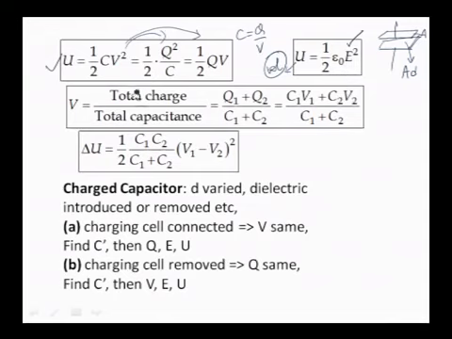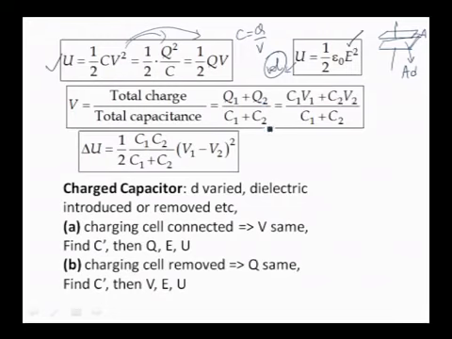Now, when you connect the capacitors in parallel, there is a sharing of charges, and the common potential that you get is the total charge by total capacitance. Total charge is Q1 plus Q2, C1 V1 plus C2 V2.